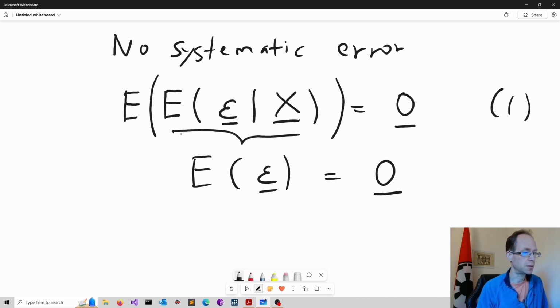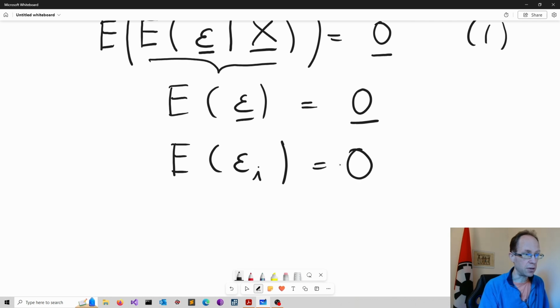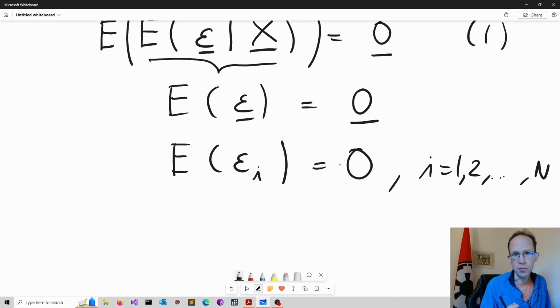So we end up with a condition that the expected value of epsilon is equal to the all zero vector. Now this of course means, if you write this out more explicitly, that if I look at individual epsilon i's, each and every error term running from 1, 2 up to capital N has an expected value of 0. So we could regard each error term as a random variable for the time being.